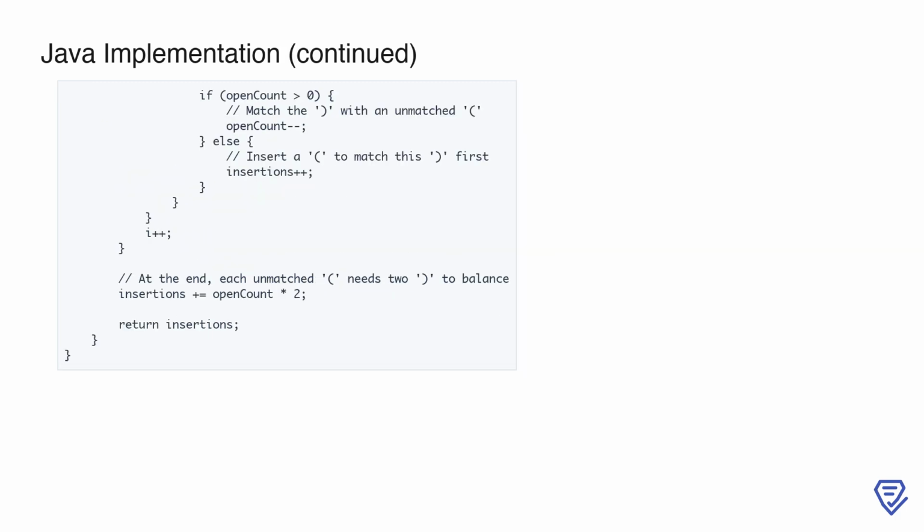Now, if the unmatched closing parenthesis needs to be paired with an opening parenthesis, we first check if there are any unmatched opening parentheses by looking at openCount. If openCount is greater than 0, we decrement it to account for matching this closing parenthesis with an opening parenthesis. Otherwise, we increment insertions to simulate inserting one opening parenthesis before this closing parenthesis. Once all characters have been processed, any unmatched opening parentheses still left in openCount will each require 2 closing parentheses to balance. Thus, we add openCount * 2 to insertions. Finally, we return the total insertions value, which represents the minimum number of insertions required to balance the parentheses string.